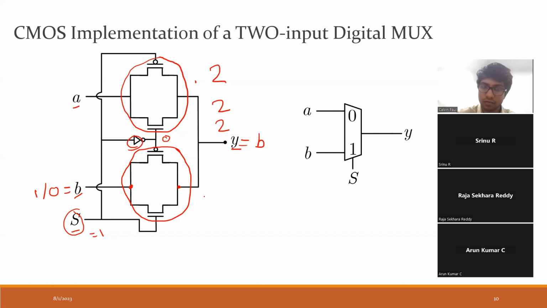But there are 2 transistors in parallel, right? So through which one? Through which transistor will it close? These transistors are acting as a switch. A switch can be either on or off, open or closed. So if S is 1, this is a closed switch. This also is a closed switch. So whatever is over here comes over here. It flows through both of these transistors.